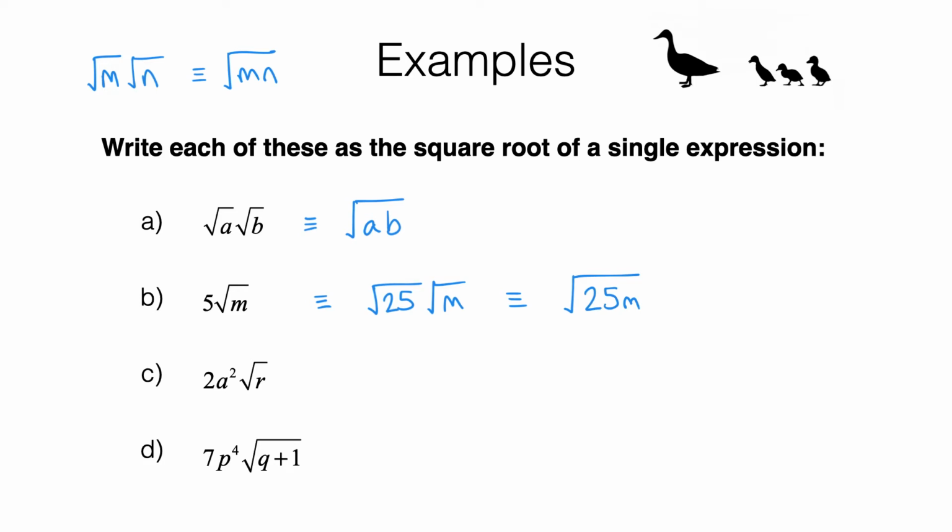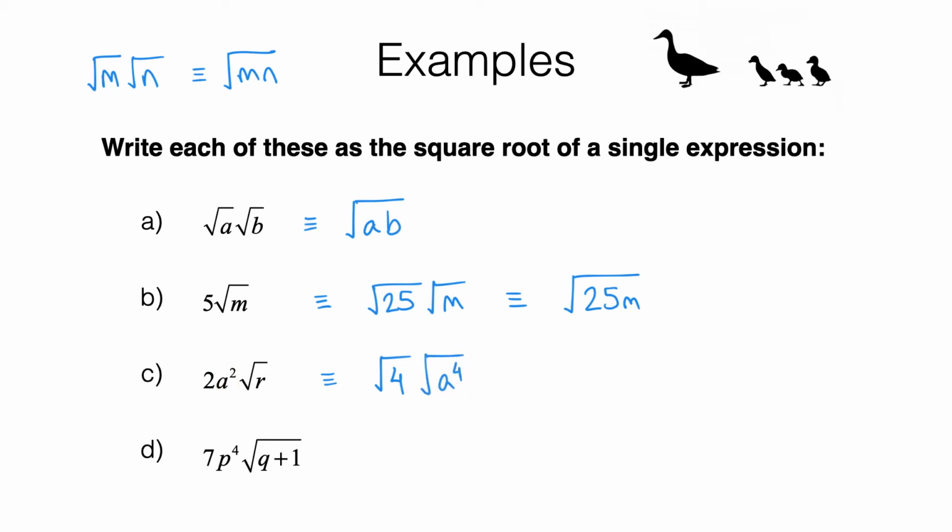Let's move on to C. Again, what I've got here is not a product of square roots. I've got a square root here, but this currently is not under a square root sign. But that's fine. I'm going to take this in turn. I've got 2 multiplied by a squared multiplied by the square root of r. Now I can write the 2 as the square root of 4. I can write a squared as the square root of a to the power of 4. If you're not sure about this, then go back to the previous video and check that one out.